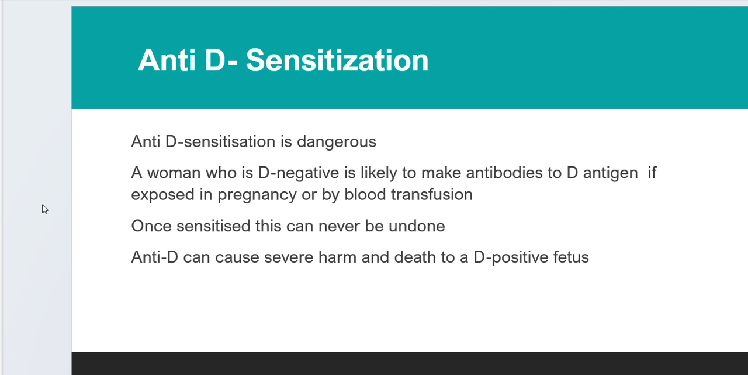Anti-D sensitization is dangerous. A woman who is anti-D negative is likely to make antibodies to D antigen if exposed in pregnancy or by blood transfusion. Once sensitized, this can never be undone. An anti-D can cause severe harm and death to a D positive fetus by causing hemolytic disease of newborn.